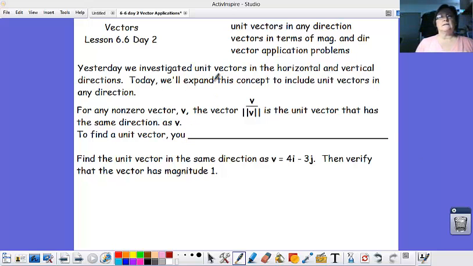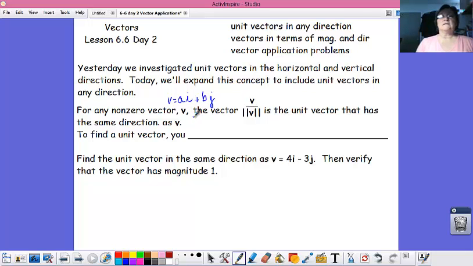Yesterday we looked at unit vectors, so we got used to seeing a vector written in unit vector notation. That is, we got used to seeing this: some distance in the horizontal direction and some in the vertical direction, where i and j are the unit vectors that indicate each of those directions.